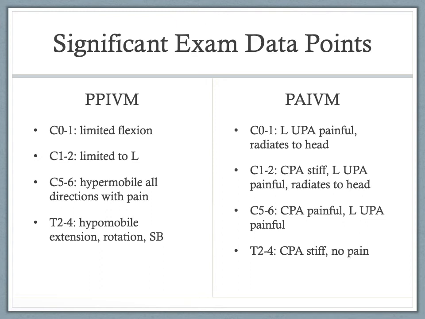So going down to C5-6, again, the CPA was painful, and the left UPA was painful and created that same pain in that back side of the shoulder by the scapula. And T2 through 4, her CPAs were stiff. She didn't have any pain, but they were stiff.